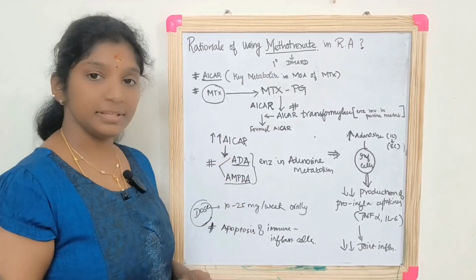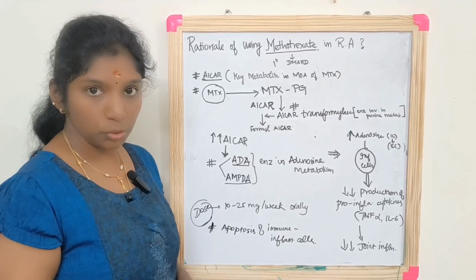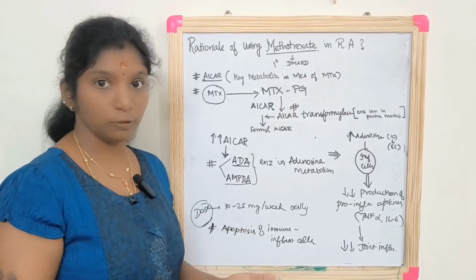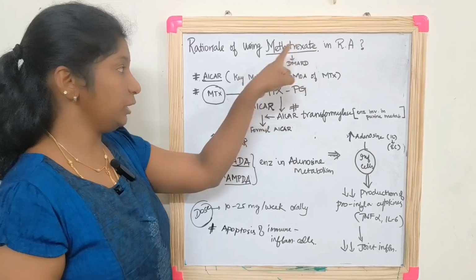We all know methotrexate is a disease-modifying anti-rheumatic agent. So it's a primary drug which is used in the treatment of rheumatoid arthritis, which acts by stopping the progression of the disease.